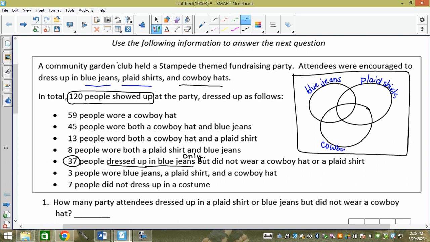Where do I start? There's 3 options I can start with. Where can I start? In the middle. How many are in the middle? 3. Where else could I go? 7 is on the outside. And then I talked about that one that was an only. I can go in whenever I want. So 37 people dressed up in blue jeans, basically only.